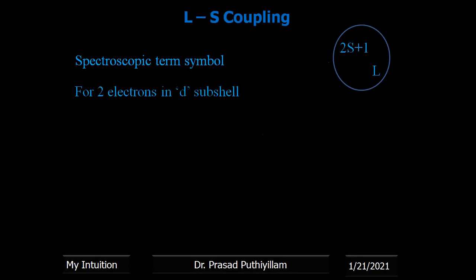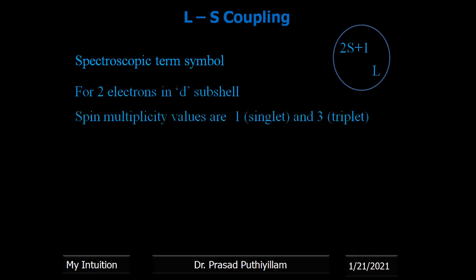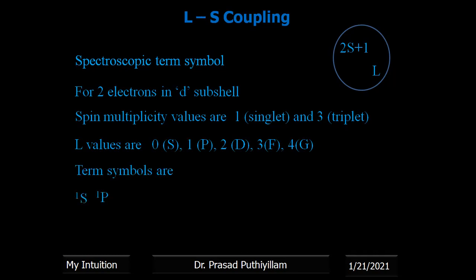For two electrons in a d subshell, the spin multiplicity values are 1 and 3, which we represent as singlet and triplet, two energy levels, a singlet energy level and a triplet energy level, obtained for two electrons with these spin multiplicity values. And L values are 0, 1, 2, 3, 4, which represent S, P, D, F, and G terms. Therefore, we can write the term symbols as singlet S, singlet P, singlet D, singlet F, singlet G, triplet S, triplet P, triplet D, triplet F, and triplet G. So these are the terms that we can write with spin multiplicity and the L values, that is, orbit-orbit coupling values.